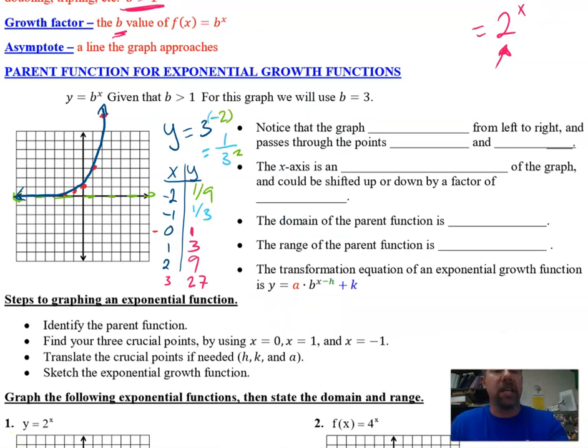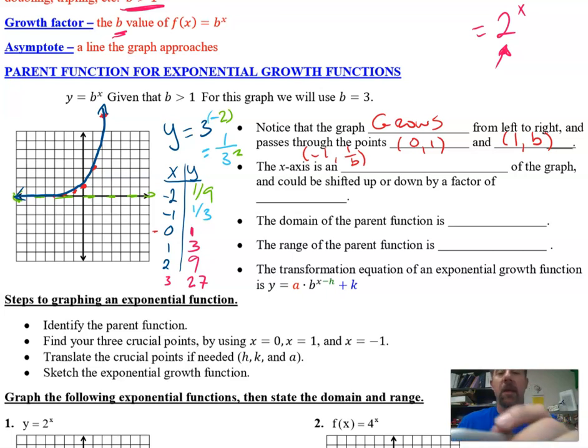We want to notice that the graph is growing. It increases from left to right, and it's always going to pass through the points (0, 1) and (1, b), whatever the base is. And I'm even going to add one more point there: (-1, 1/b). These three points are going to help us graph, and since they're the ones we can find the easiest, we're going to use those most often.